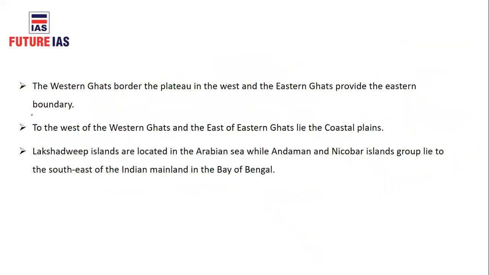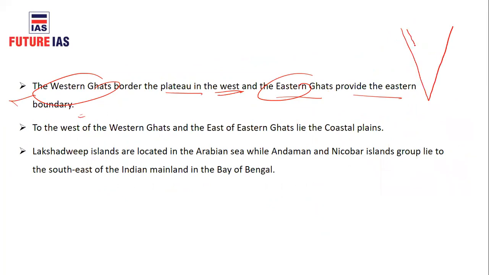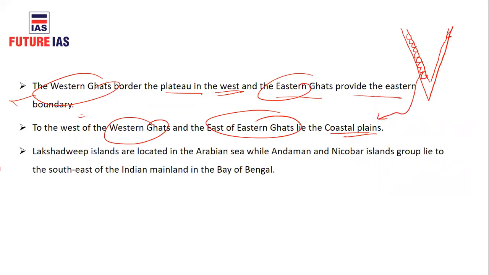All right, and as I told you, the Western Ghats border the plateau in the west, and the Eastern Ghats provide the eastern boundary. For example, if I draw this map, you can see the Western Ghats is the western boundary of the plateau, and the Eastern Ghats provide the eastern boundary of this plateau. To the west of the Western Ghats and to the east of the Eastern Ghats, you will have the coastal plains. So you will have these western coastal plains, and you will have these eastern coastal plains also. These two are ghats.